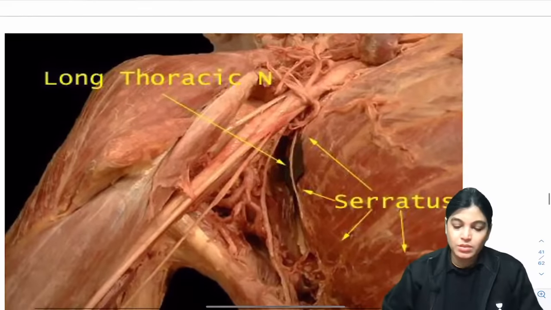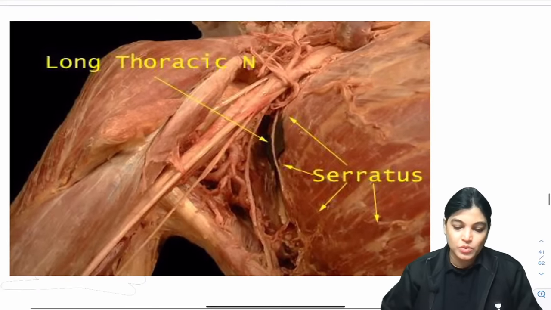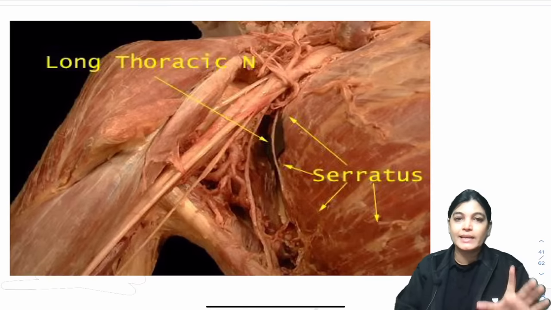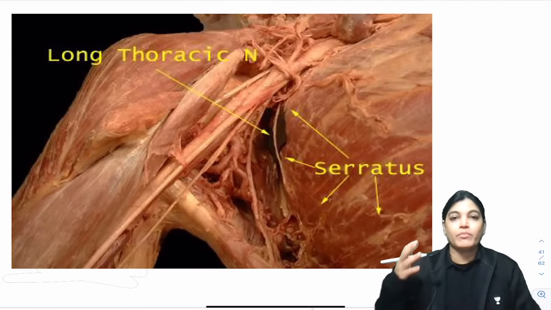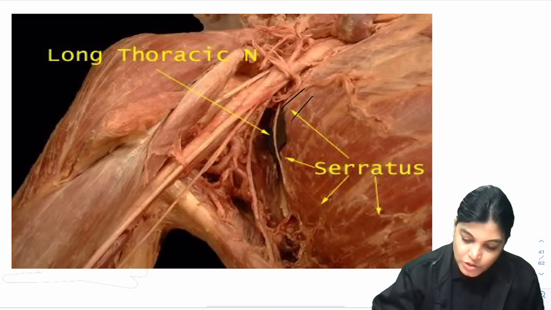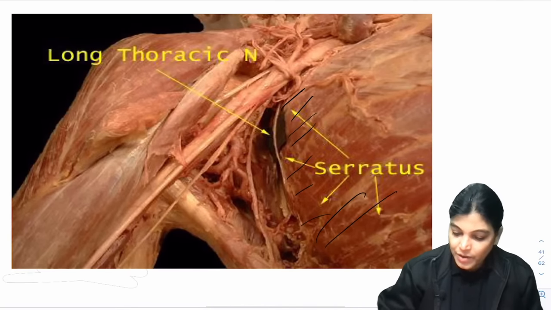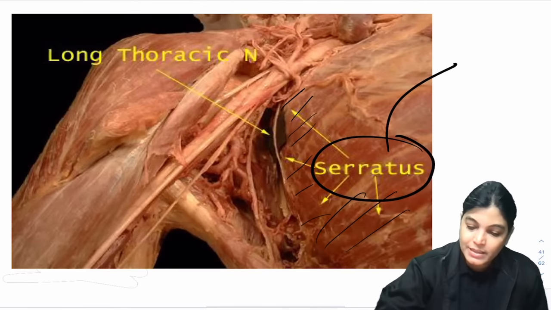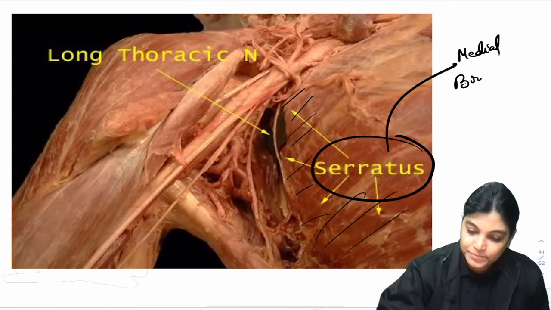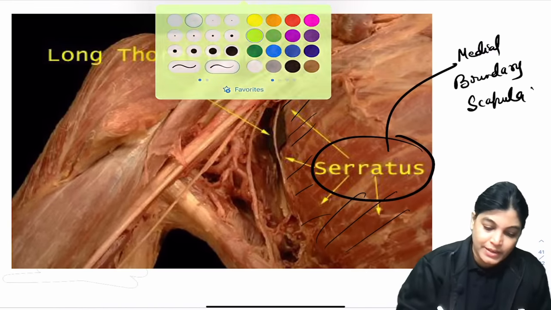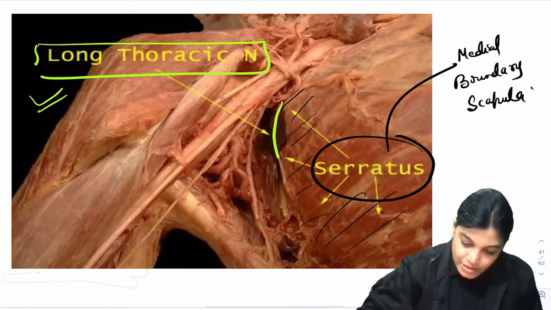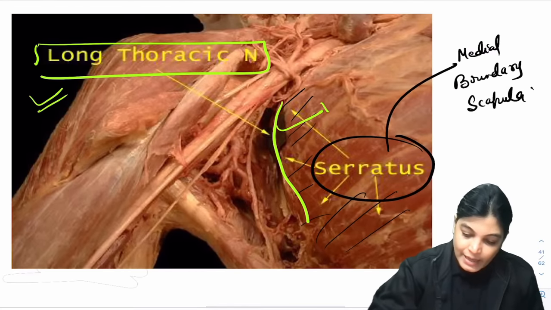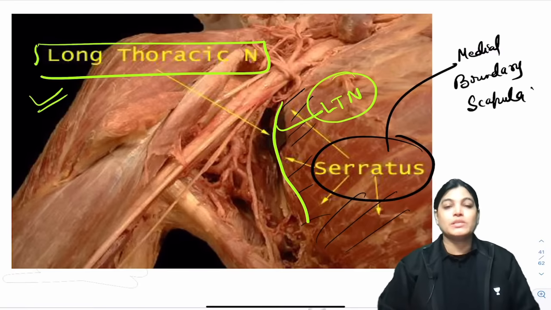Now let's talk about the cadaveric image. I also want to explain the clinical anatomy, but before that I just want to show you this cadaveric image. Here in the axilla, medial aspect, these muscles you are seeing are the fibers of serratus anterior muscle, forming the medial boundary of the axilla. It is innervated by the long thoracic nerve. This nerve running over the serratus anterior muscle is the LTN, the long thoracic nerve, giving innervation to serratus anterior muscle.